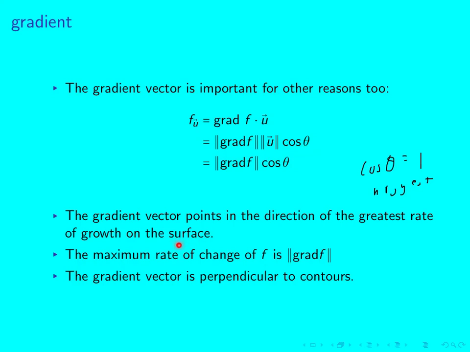So if I want to climb as steeply as possible, I should move in the direction indicated by the gradient vector. Keep remembering that this gradient vector lives in the xy plane, whereas the surface lives in 3-space. Okay, two others. The value of that maximum rate of change of f is in fact the magnitude of the gradient. And finally, it's not too hard to see that the gradient vector will always be perpendicular to contours. We talked about that a little while ago.